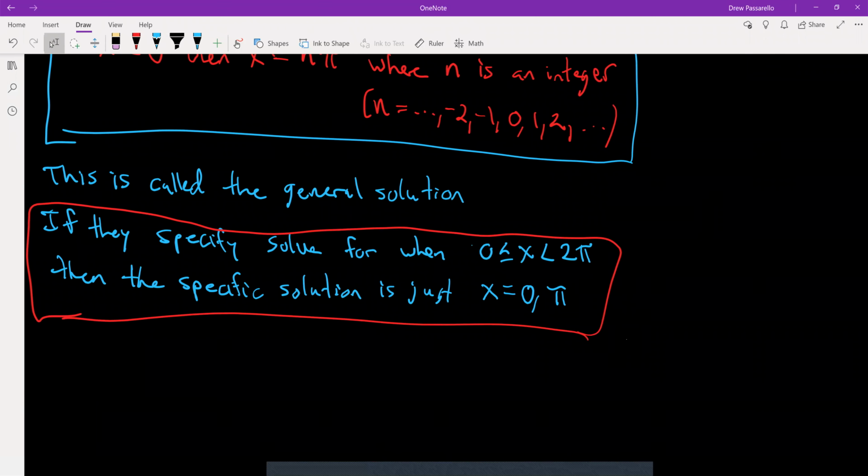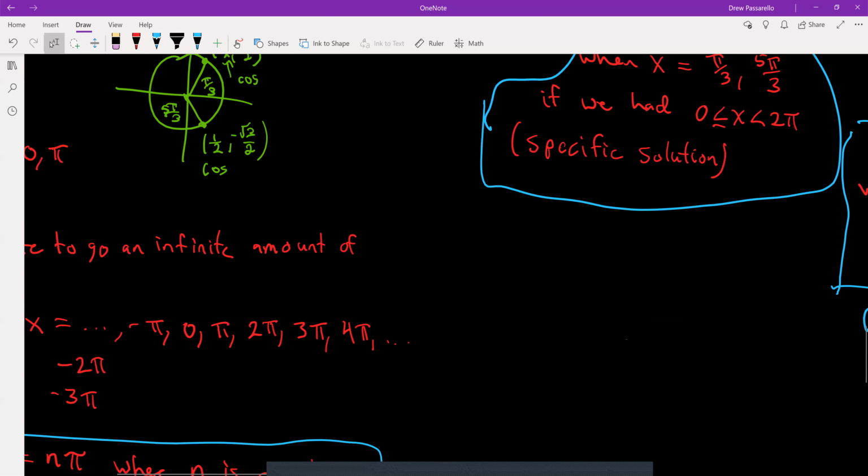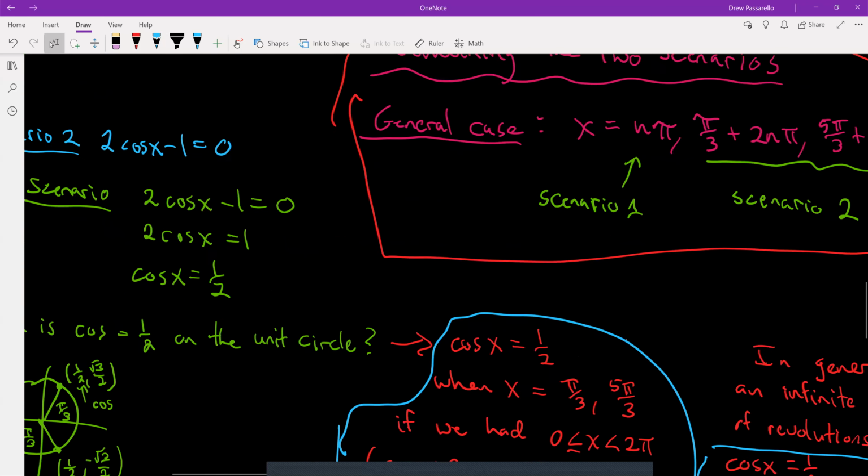All right, that's the general solution for scenario 1. And like I said before, the specific solution is 0 and pi. And that's if they tell you x is between 0 and 2 pi. They usually tell you this in the question. I did not specify, but I figured I'd go ahead and discuss both. Now, that was scenario 1.